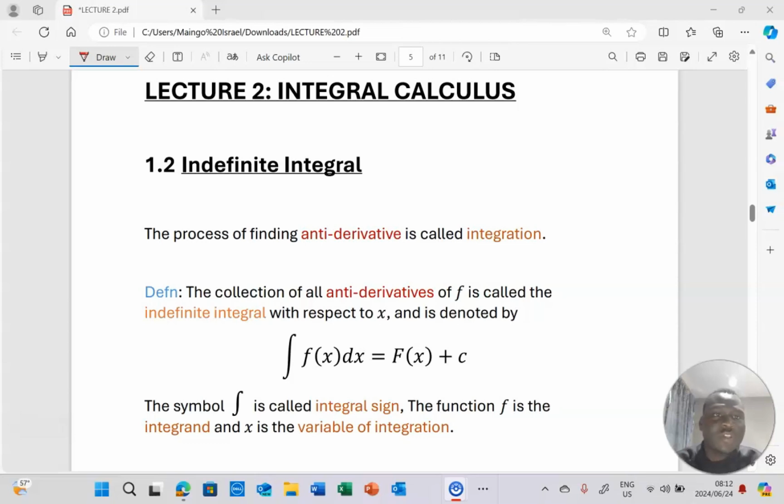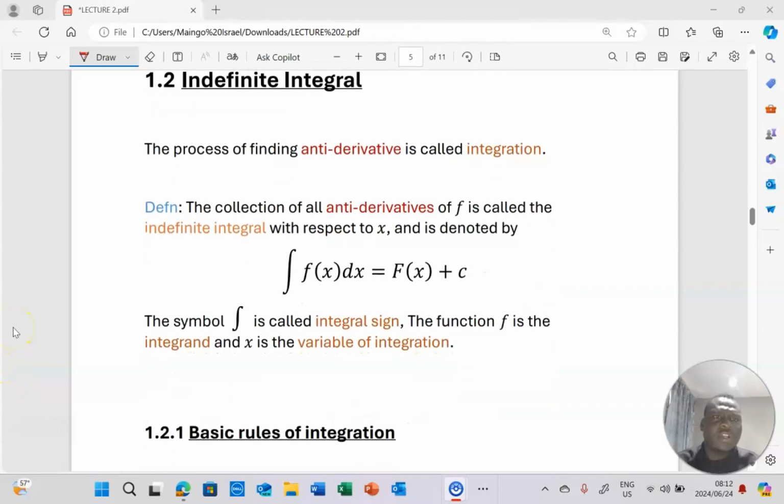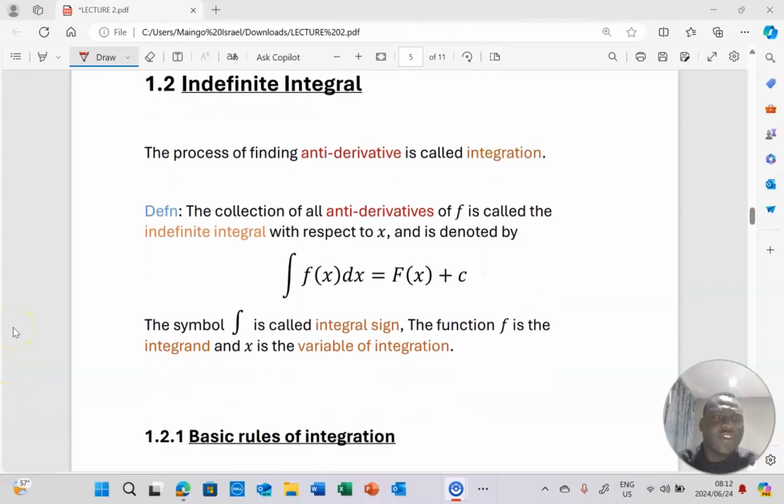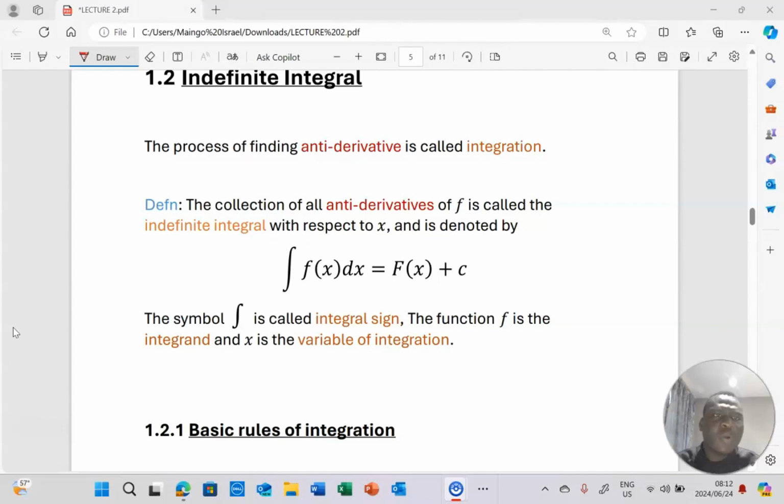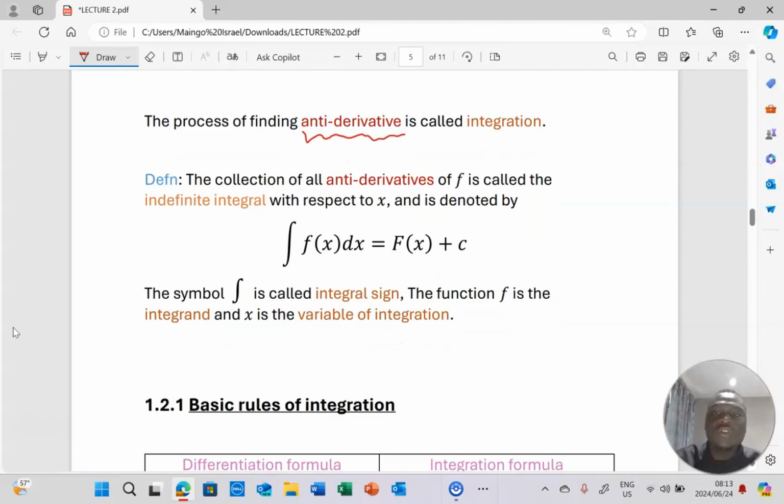So today I want to take you through lecture 2 of integral calculus, specifically focusing on indefinite integral. The process of finding antiderivative is called integration. So that process we were doing of finding antiderivative is called integration.